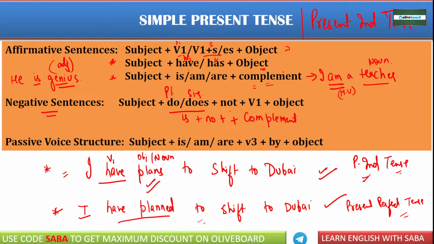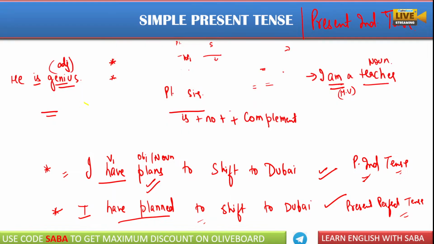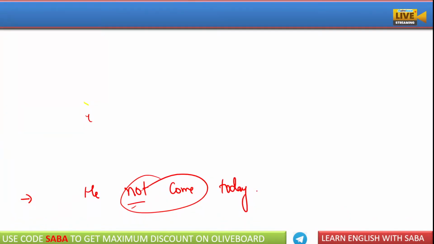She is not genius. That is correct. Not comes. No, Sabri. Even that will be wrong. If I say he not comes today, will it be correct? Blunder. This is Sabri. This is blunder. He not comes today is wrong. If I say he does not come today, that will be the correct sentence. He does not come today.